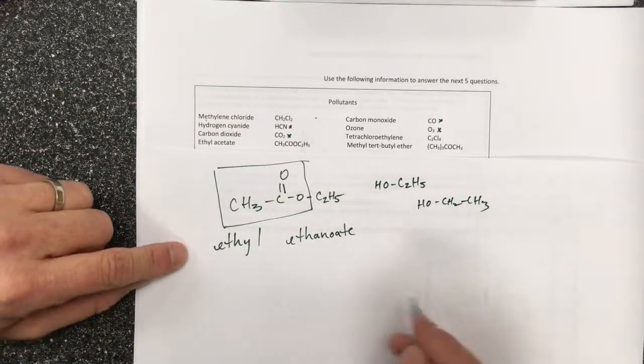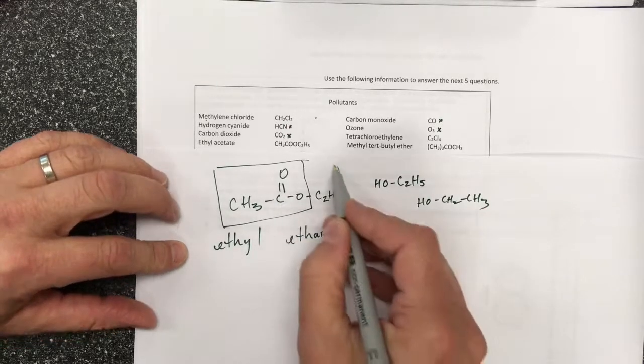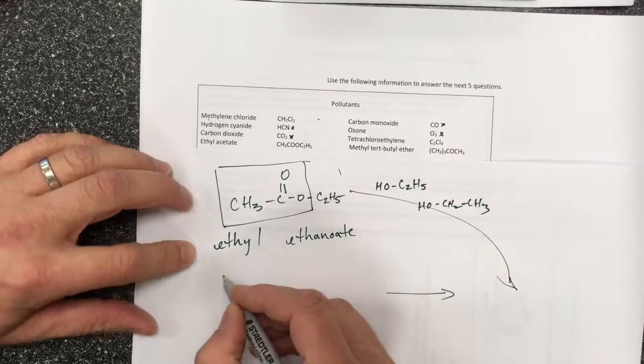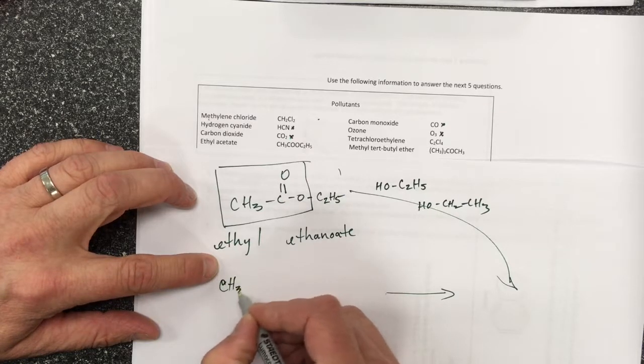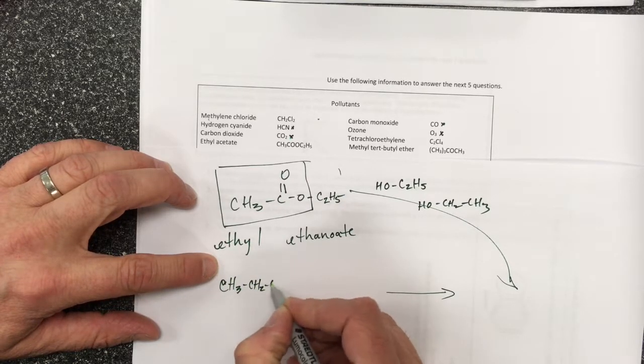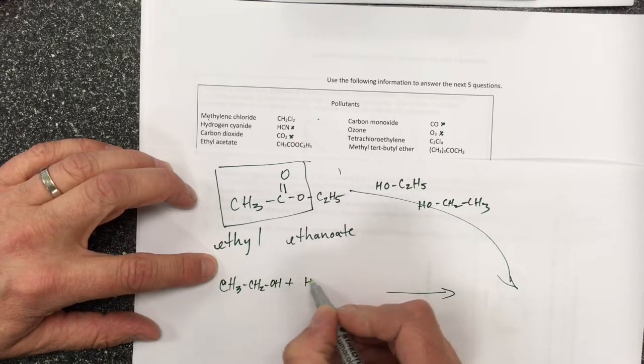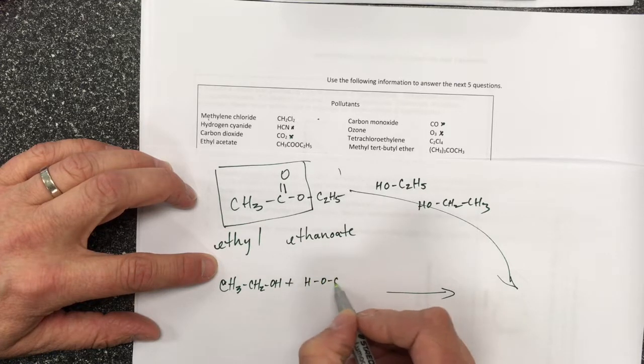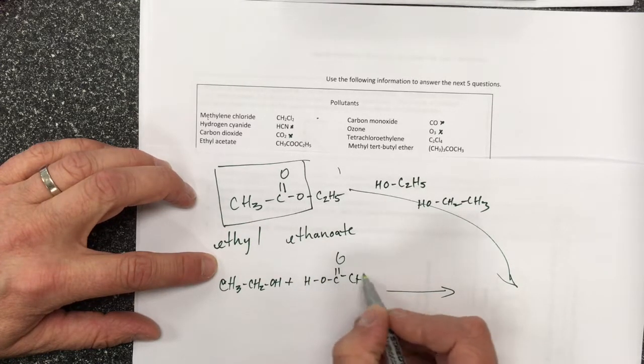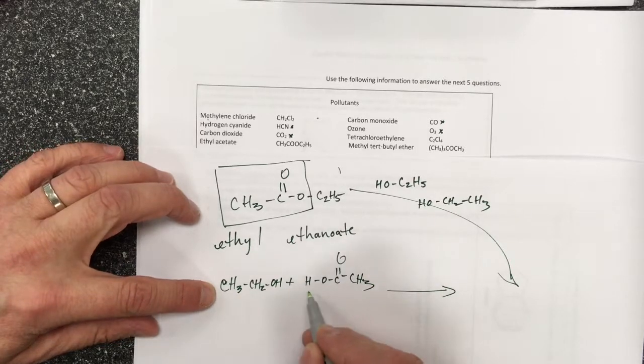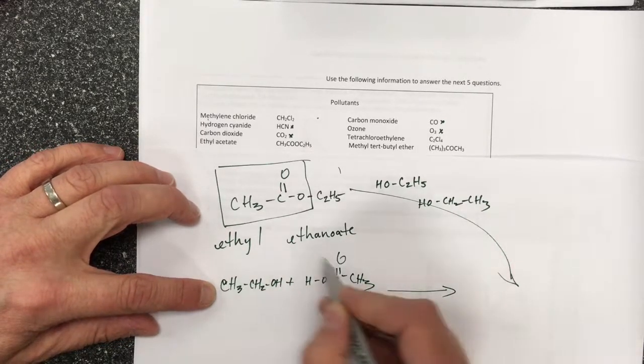And if I want to make ethyl ethanoate, if I want this product to be here, then I need an ethanol, so CH3CH2OH, and HOC double bond OCH3. And so I'm going to have ethanol and ethanoic acid make ethyl ethanoate.